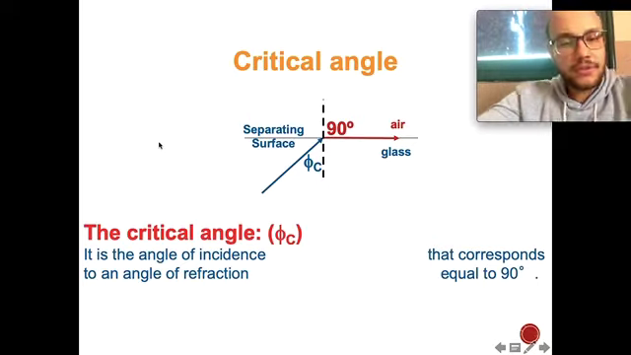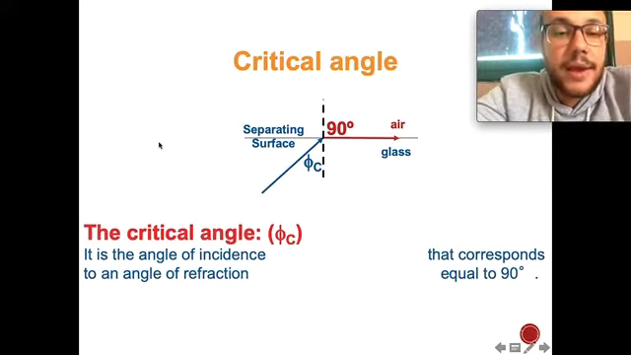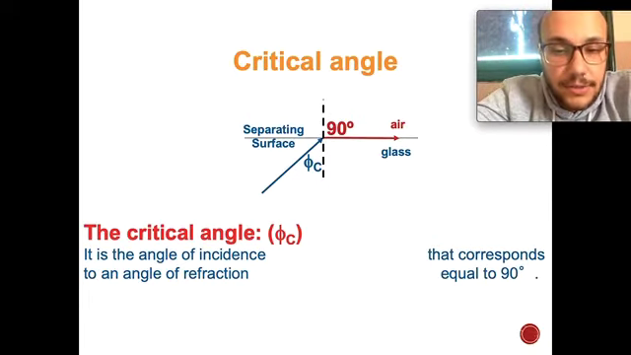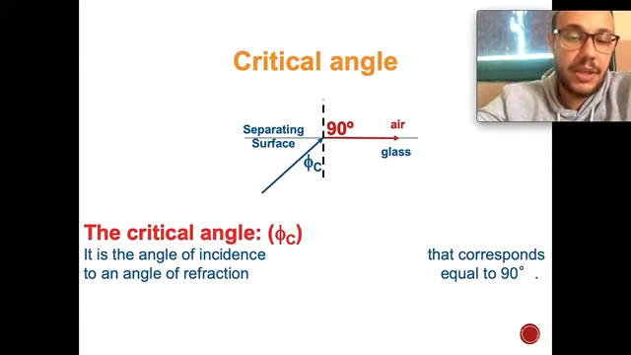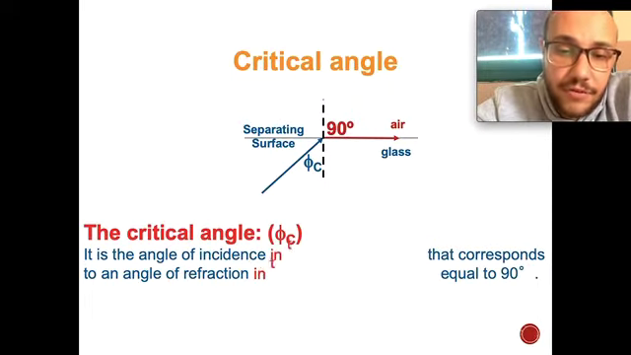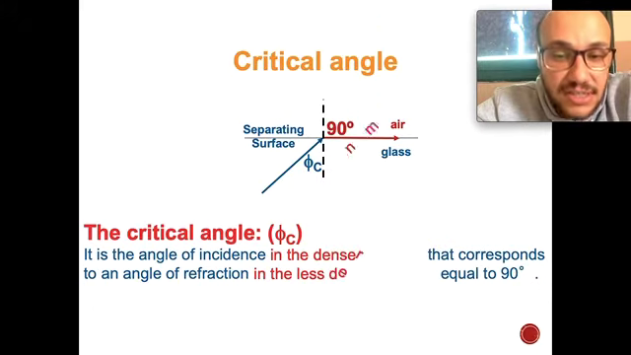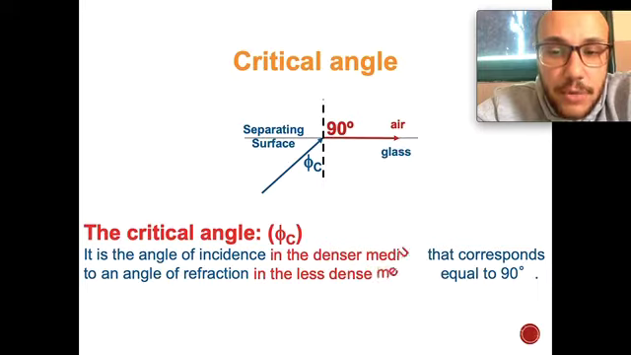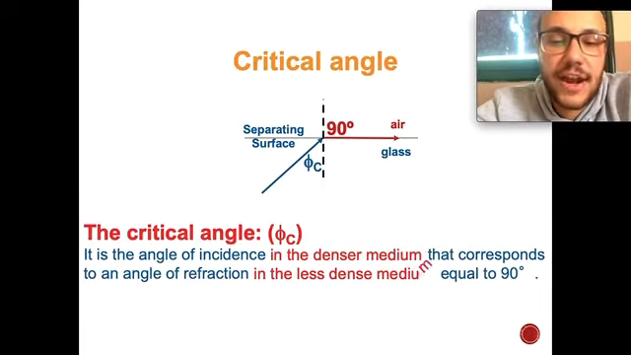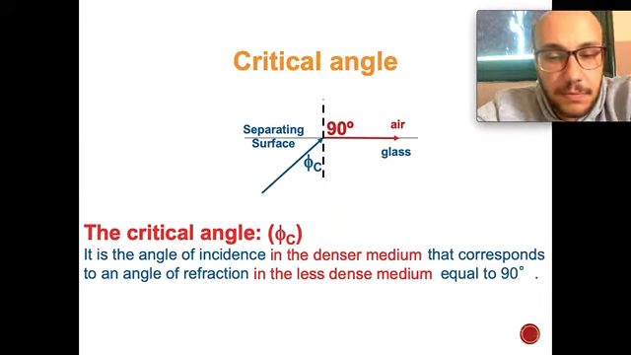Let's go for the definition of the critical angle. It is the angle of incidence that corresponds to an angle of refraction equal to 90 degrees. But keep this in mind and never forget this note: the angle of incidence is in the denser medium, while the angle of refraction is in the less dense medium.